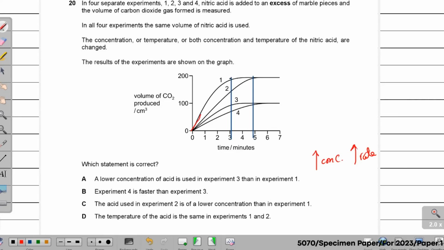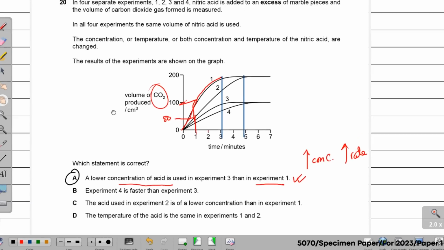So as we can see in number 1, for 1 minute, we have around 100 volumes of gas produced. And for graph 3, for 1 minute, we have less than, let's consider, 50. So obviously less gas is produced. That means yes, statement 1 is correct. A higher concentration was used since in experiment 1, the rate of reaction is faster compared to the graph of 3. So that means our answer could be A, so let's circle this for now, and let's deduce the others.